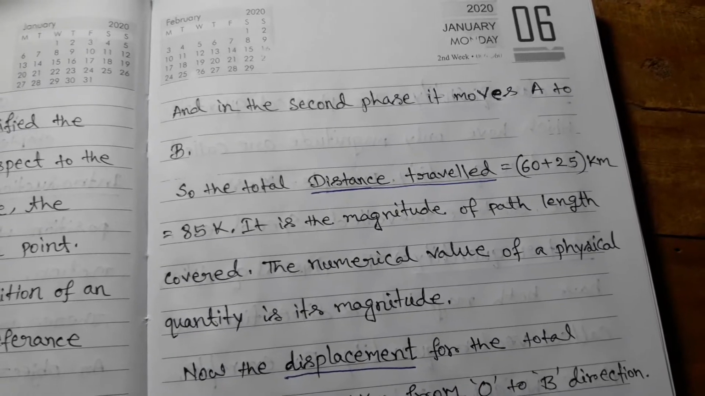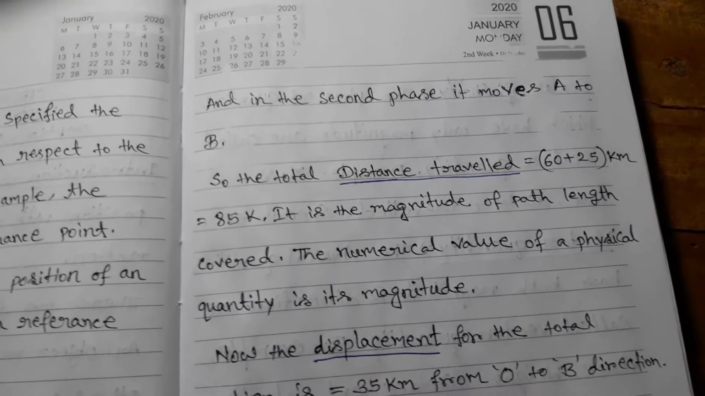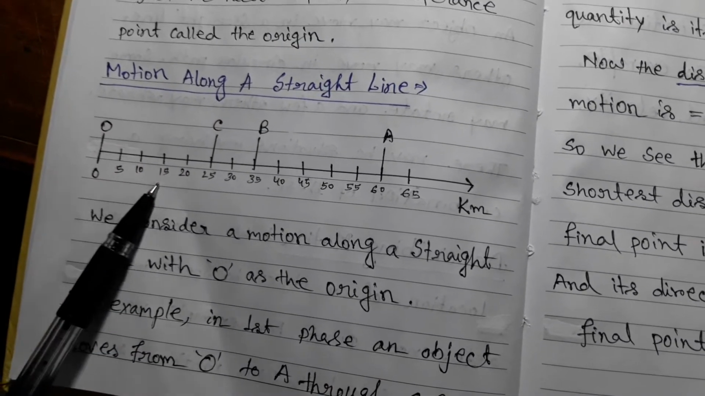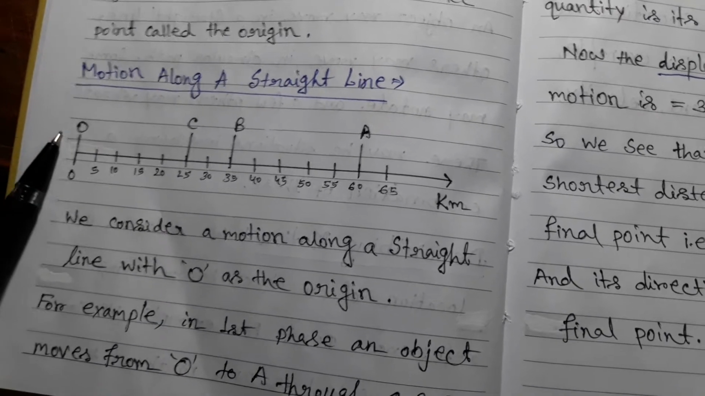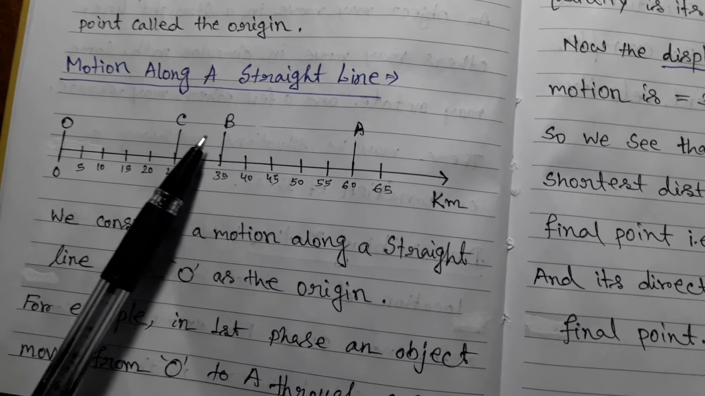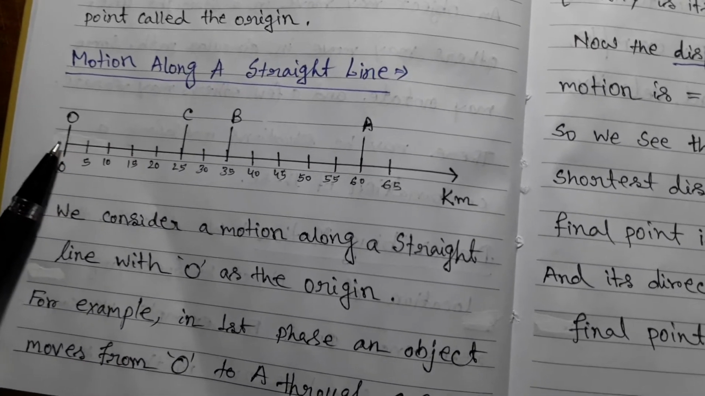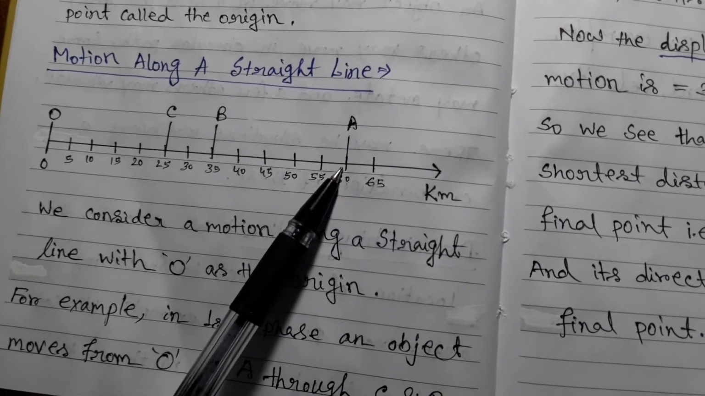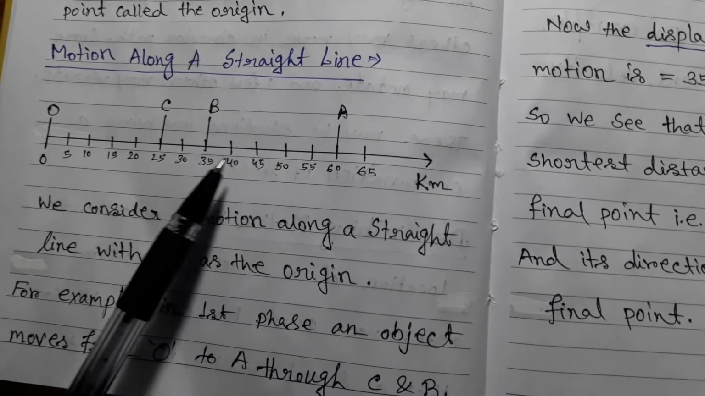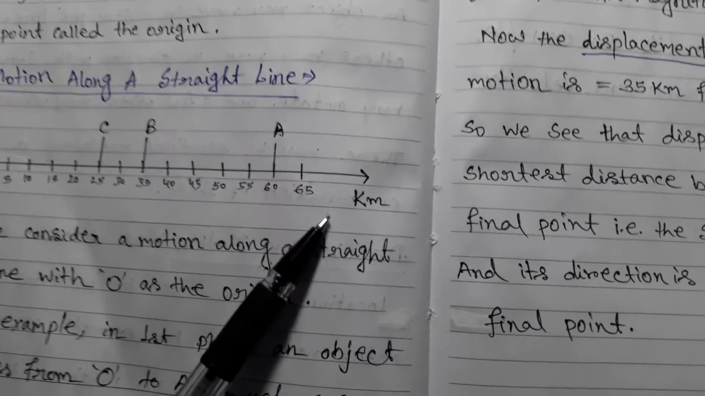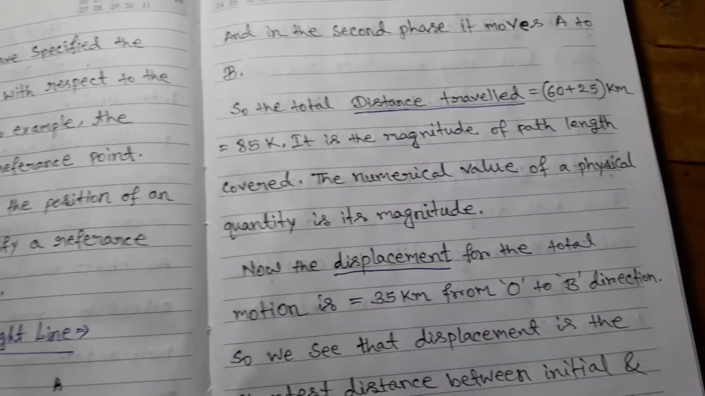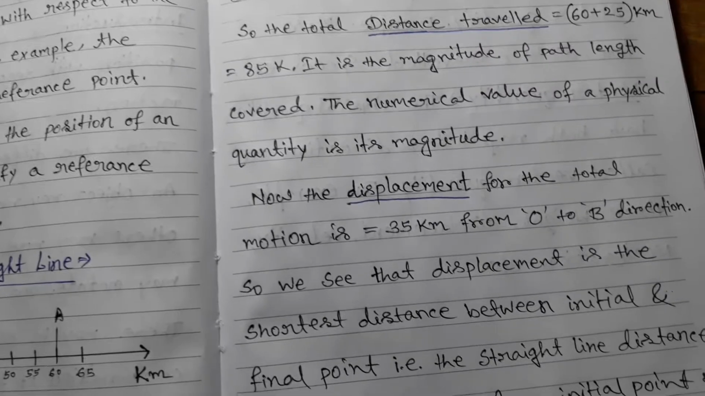The numerical value of a physical quantity is called the magnitude. Here we can see the distances 5, 10, 15, 20 are in kilometers. So the object first moved from the point O to A, then it comes back to the point B. So the path length means from O to A, 60 km, then 25 km back. So 60 plus 25 equals 85 km is the distance travelled. It is also the path length. Here distance travelled is a new physical quantity.